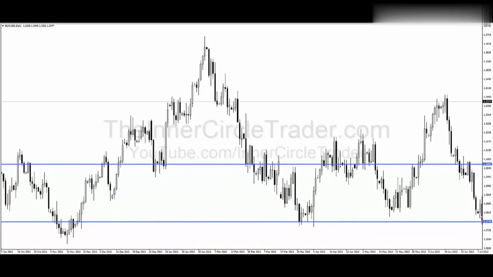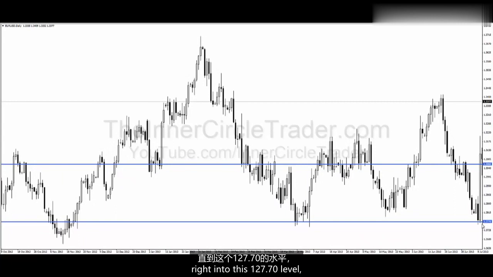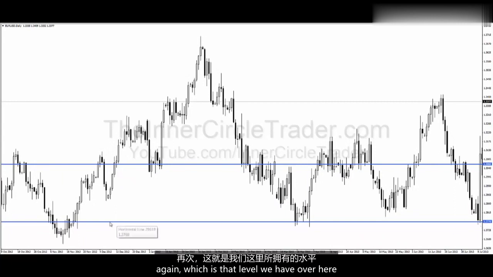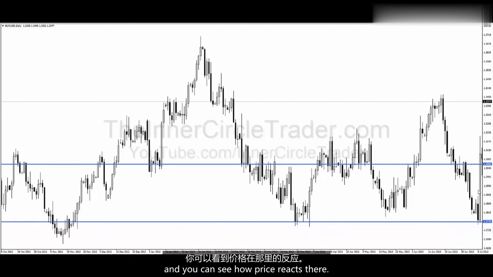Price gets a small little bounce in here, this little bullish candle, and that's on the heels of these lows here. But price eventually trades all the way down right into this 127.70 level, again, which is that level we have over here, and these lows here, and you can see how price reacts there.